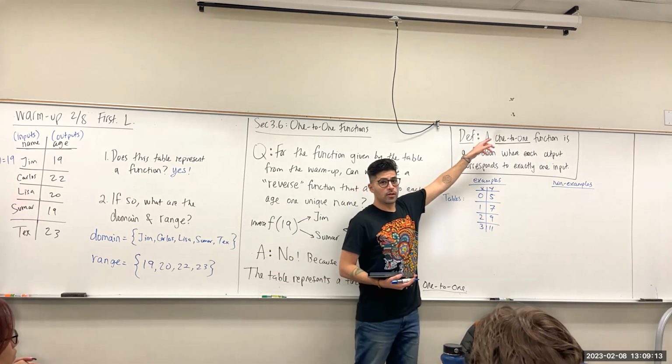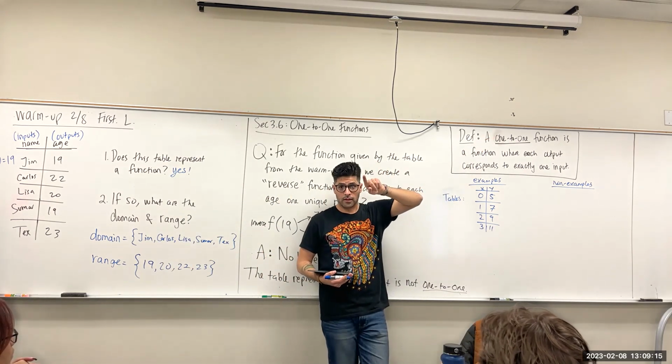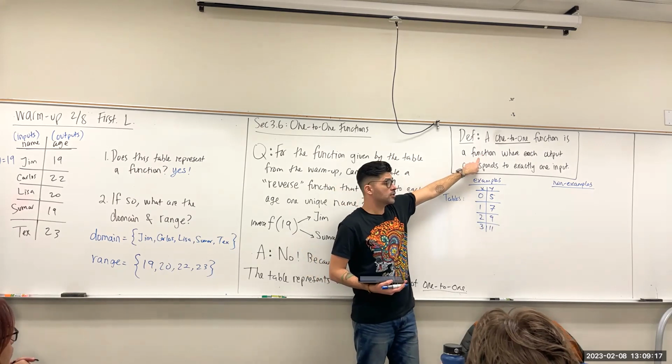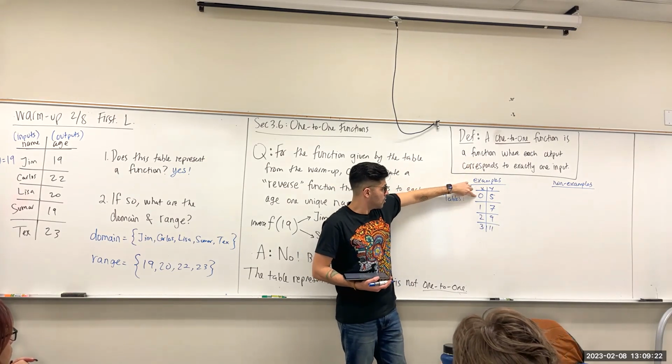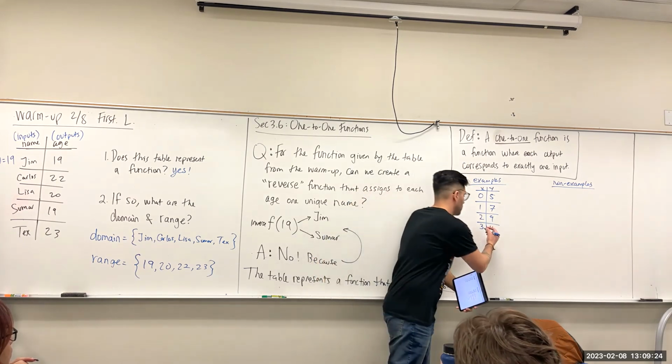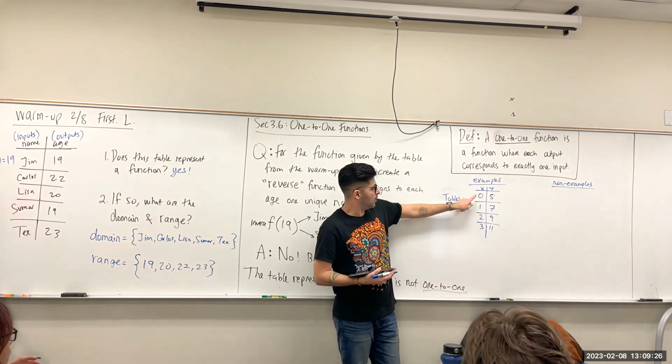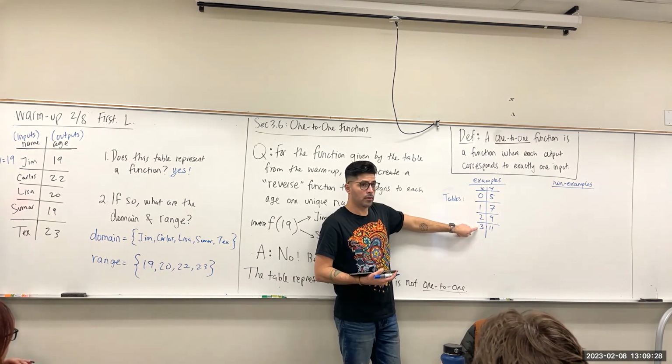So to see if it's one-to-one, you need to do two things, not just one thing. One is you first double check if it is a function. So you look at each input, you only get one output, right?